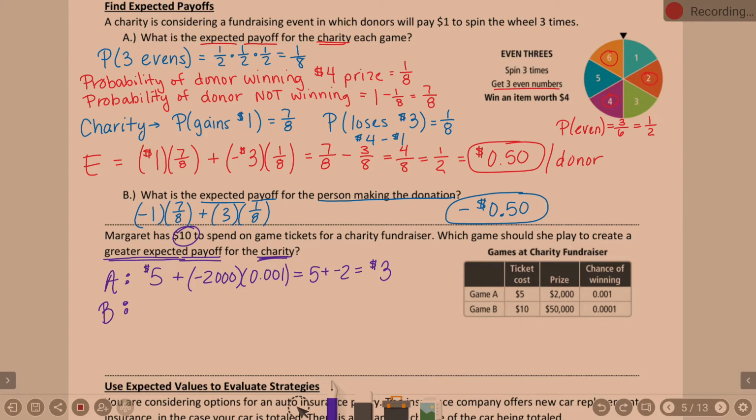What do we know about game B? The charity's definitely going to make how much? $10 every time that Margaret plays the game. Plus, what else do we know? The charity could be paying out $50,000, and if the charity has to pay that $50,000 out, that's going to be a negative $50,000. What's the chance they pay out that $50,000? 0.0001, 1/10,000.